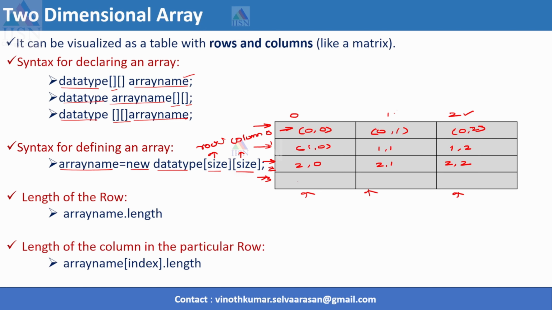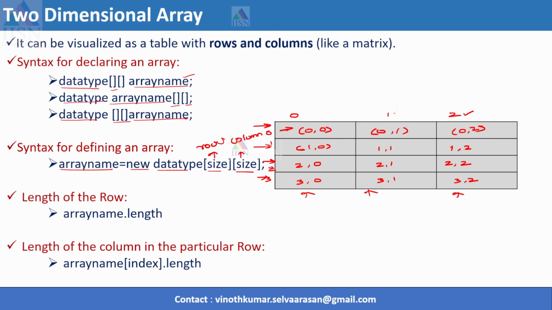Here we mention the row index first. Row is 3 and column is 0. Row is 3 and column is 1. Row is 3 and column is 2. Likewise, we need to mention the row followed by the column.